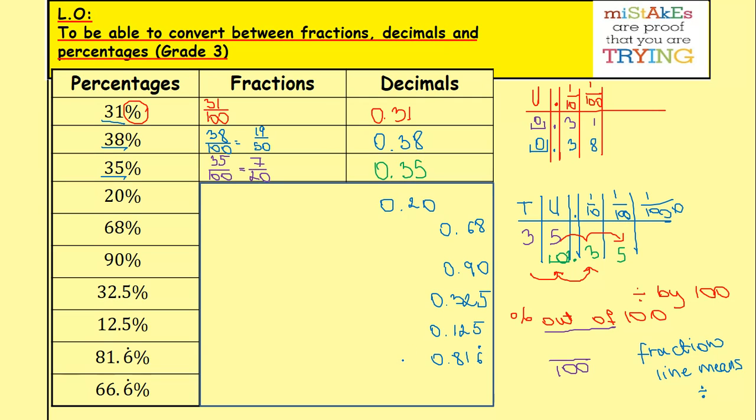Now, last question. If I have 120%, what do you think? What is it going to be in decimal? 3, 2, 1. I'm sure all of you figured out it's going to be 1.20.